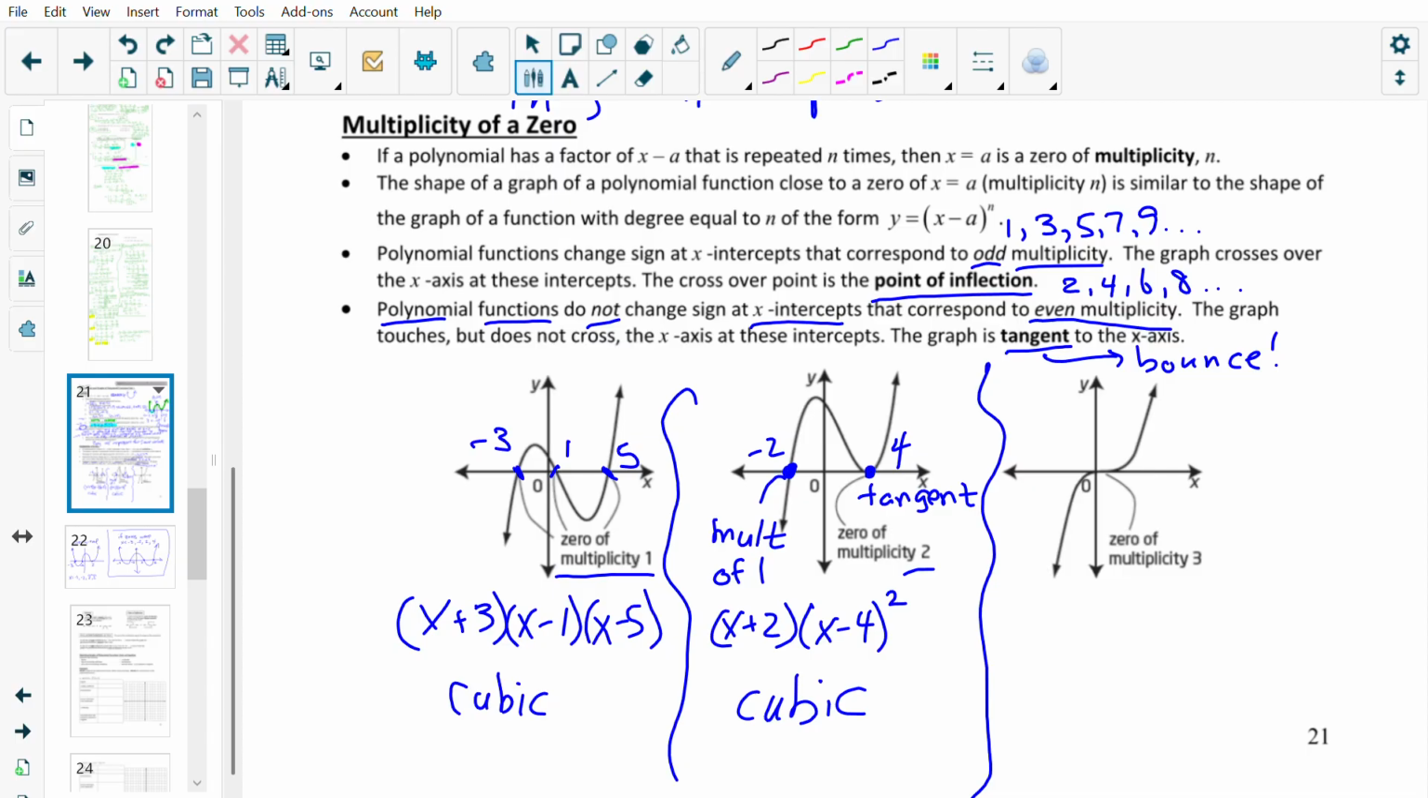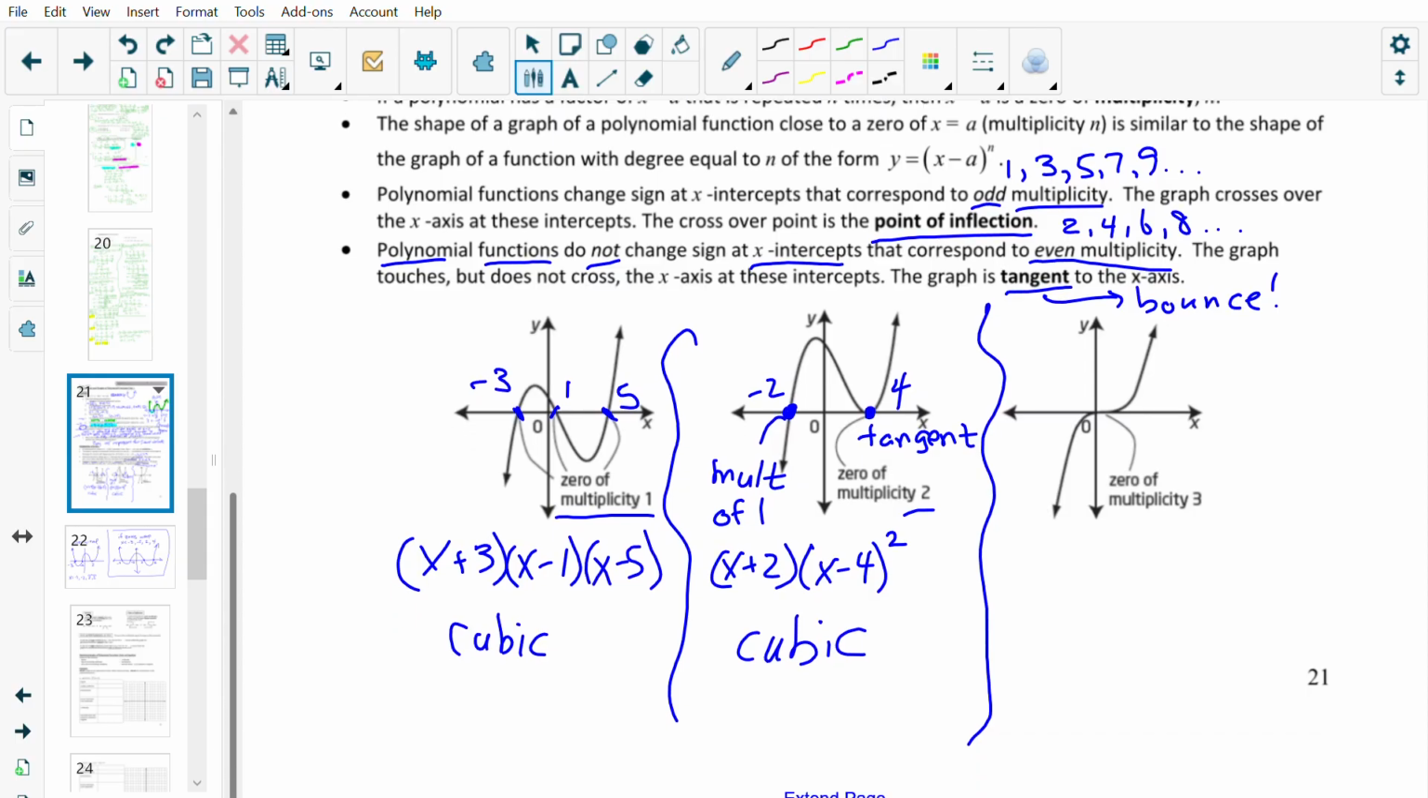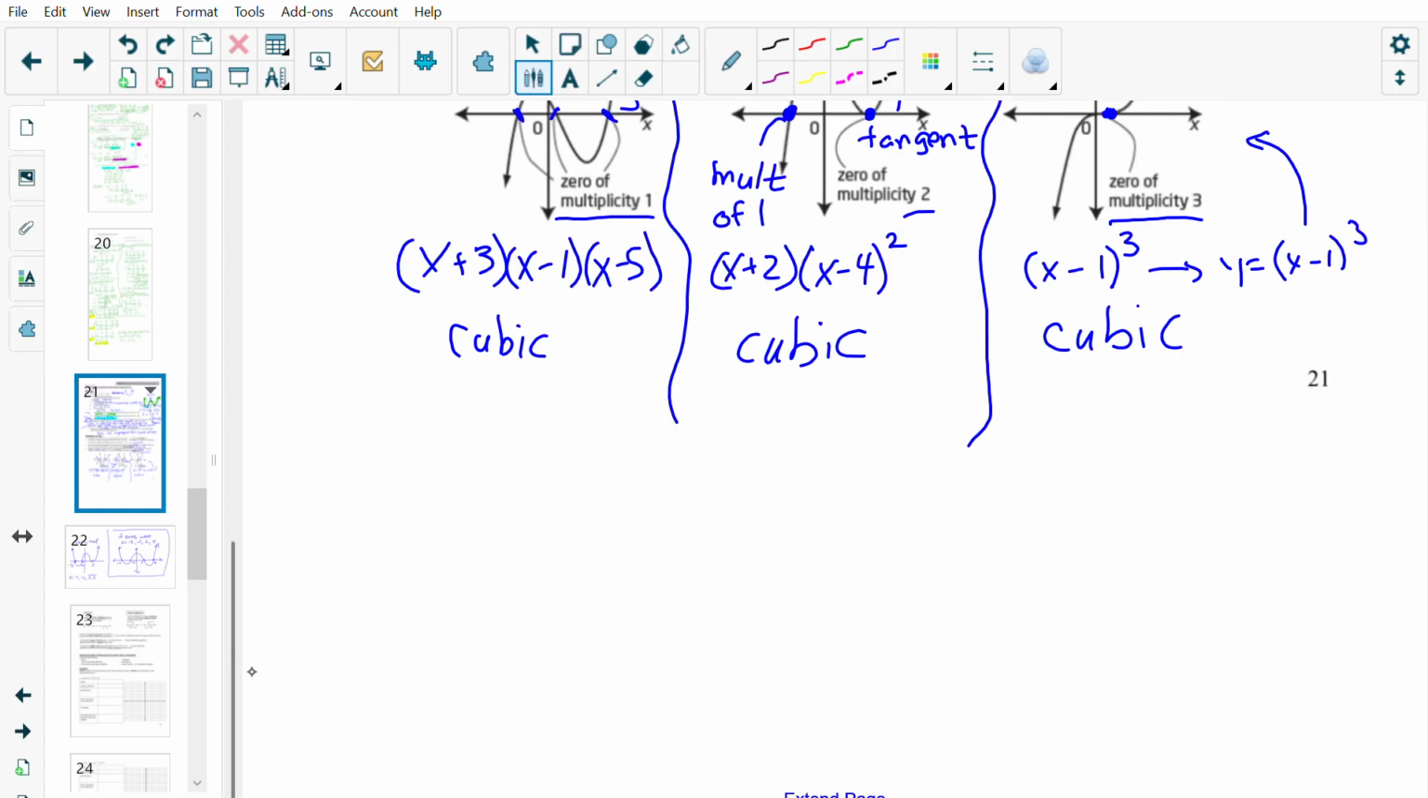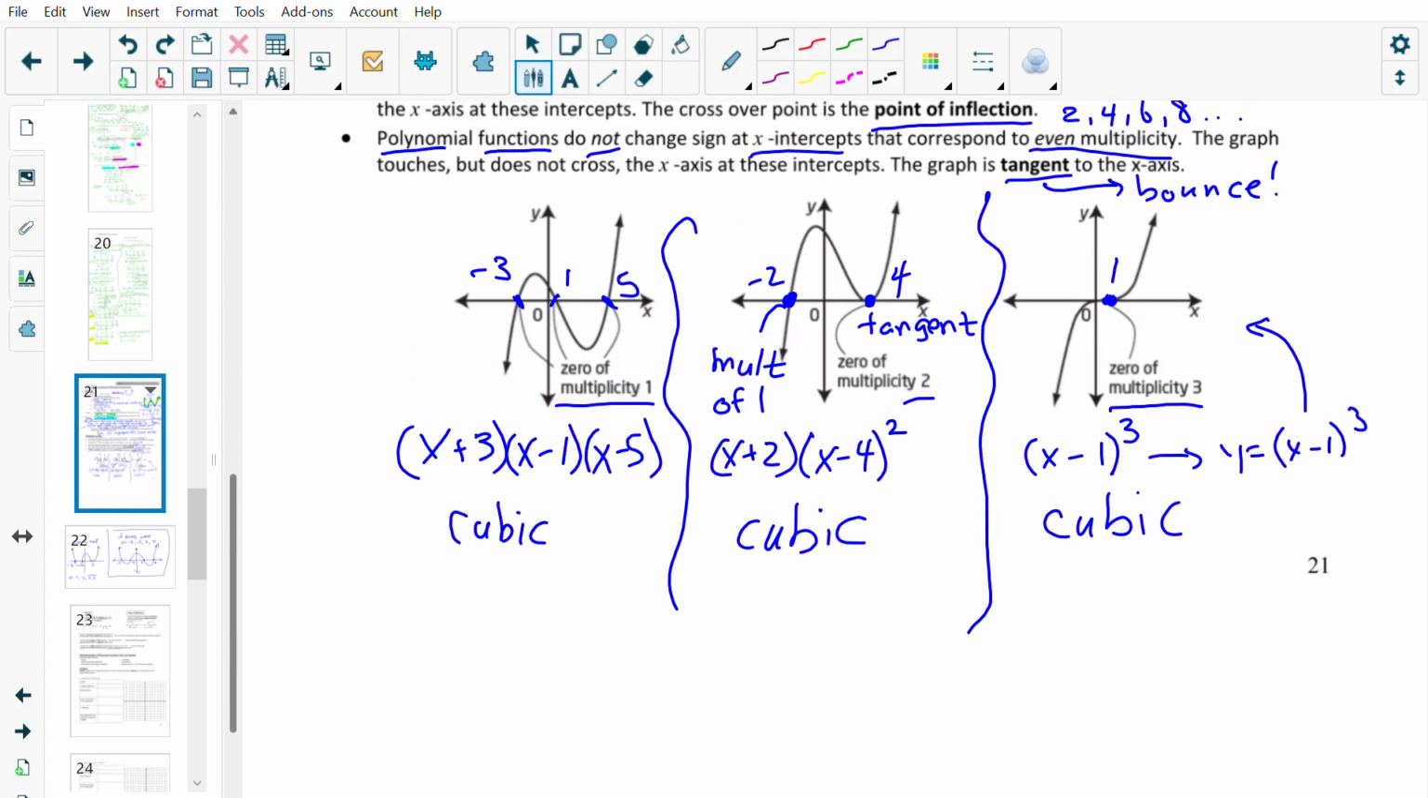Let's investigate zero of multiplicity 3. Right there, let's say that is 1. Okay, that's a multiplicity of 3. What does that mean? So the factor is x minus 1. That's the x-intercept. But it's a multiplicity of 3, so I put an exponent of 3. There's 3 of them. If you go ahead and graph this as y equals x minus 1 cubed, you'll get a cubic again. Okay, so these are the basic examples.